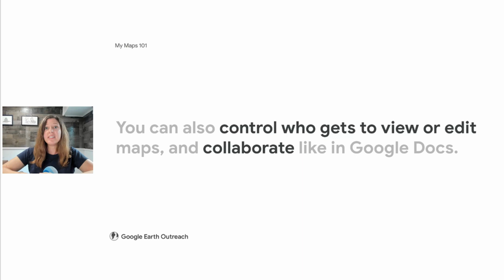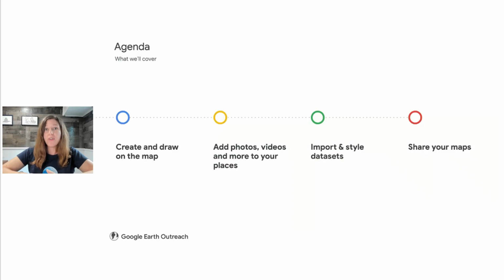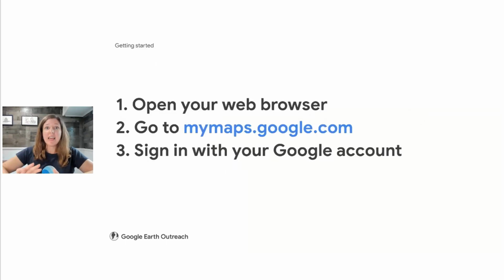Today, I'm going to take you step by step through how we create a new map. We're going to learn how to draw on the map, add photos, videos, and text to your places, import and style data, and finally, how to share your maps. Again, if you'd like to follow along, make sure you have another tab on your web browser open. Go to mymaps.google.com and sign in with your Google account in order to follow along with the training.